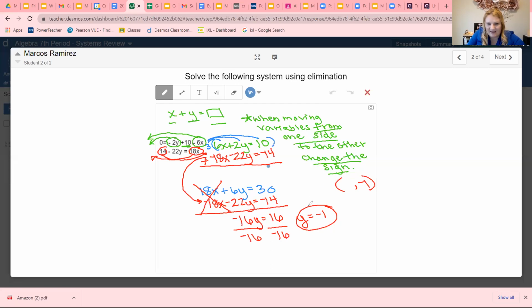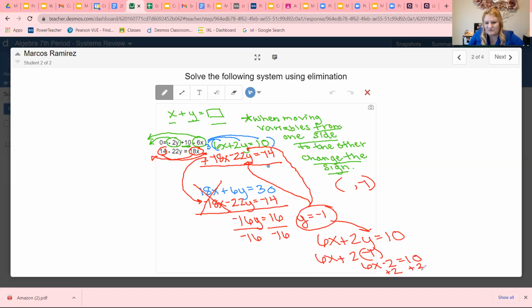So I want to take my answer for y and plug it back in. And I'm actually going to use the top equation just because the top equation looks easier. There's less negatives. So I'm going to rewrite 6x plus 2y equals 10. And instead of a y, I'm now going to put that negative 1 in there. So I can solve for x. So now I have 6x and 2 times negative 1 is going to give me negative 2. And I just add that 2. So now I have a 12 and then I have that 6x still. So then I divide by six. X is going to give me a 2. So then I have my answer as 2, negative 1.